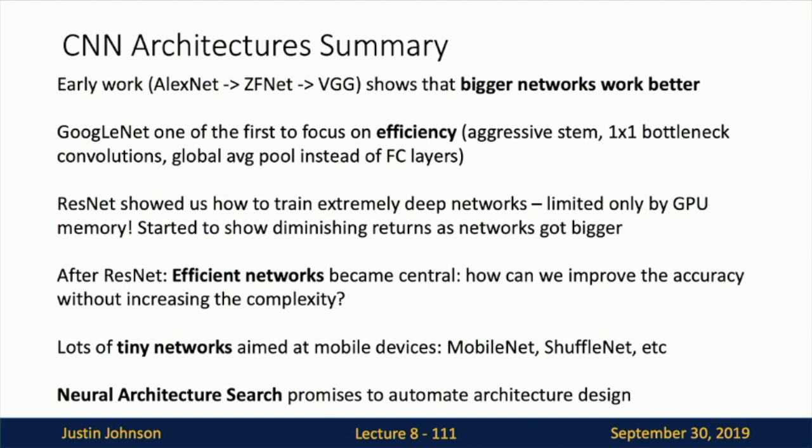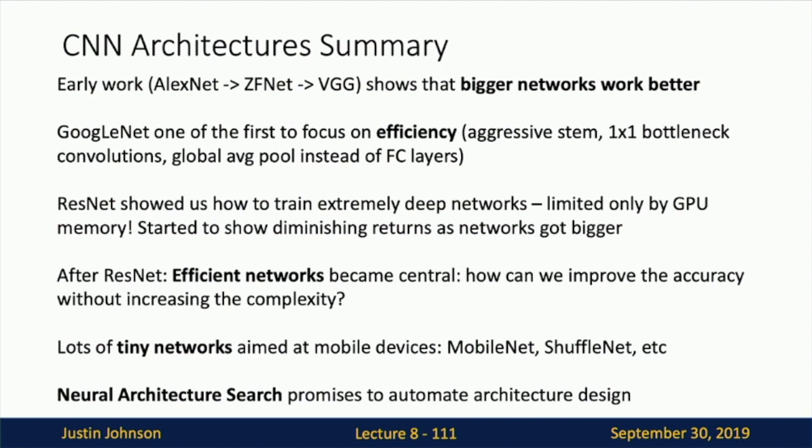And the kind of summary from what we've seen today is that in the early days of convolutional neural networks, as we moved from AlexNet to ZFNet to VGG, people were just focused on training ever bigger neural networks in order to get higher and higher accuracies. GoogLeNet was one of the first to focus on efficiency, and in doing so, they wanted to get high accuracy while also being aware of the computational cost.